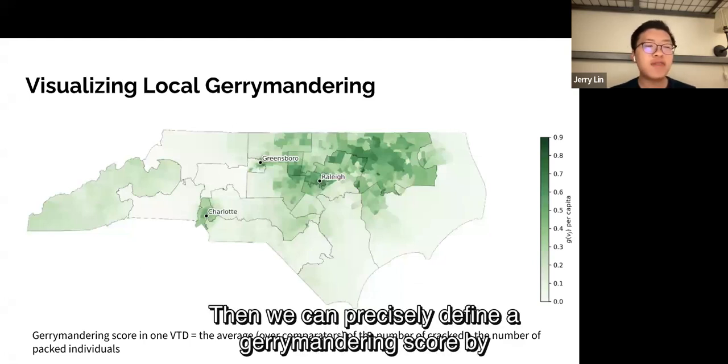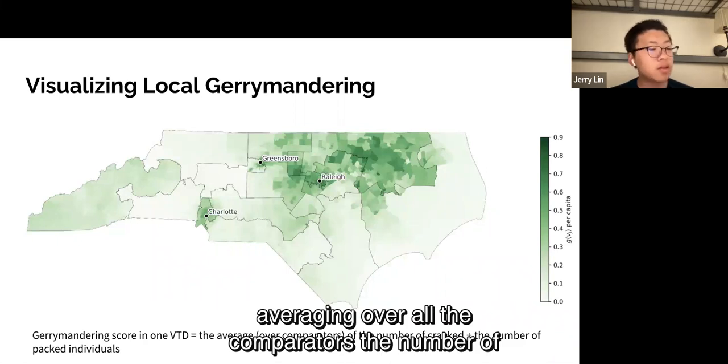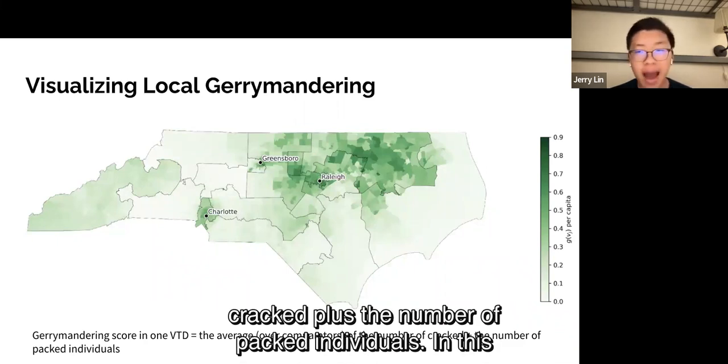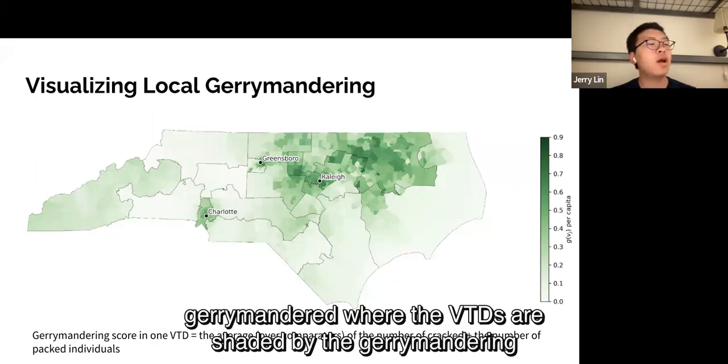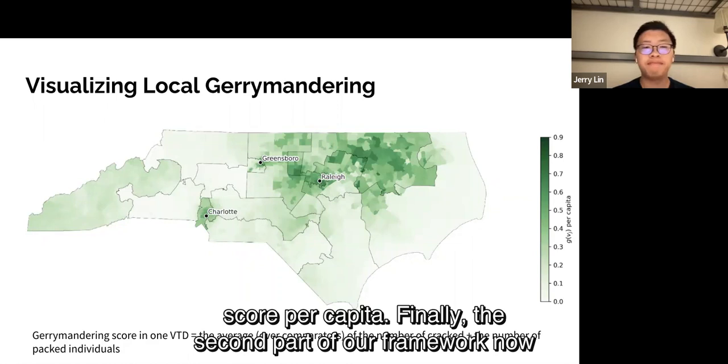Then we can precisely define a gerrymandering score by averaging over all the comparators the number of cracked plus the number of packed individuals. In this figure, we can see which areas of North Carolina are most gerrymandered, where the VTDs are shaded by the gerrymandering score per capita.